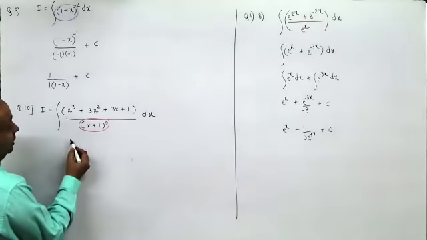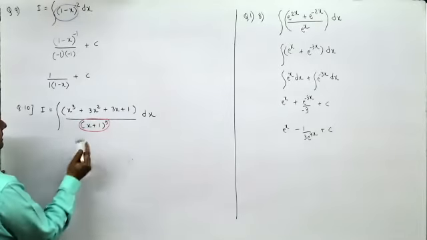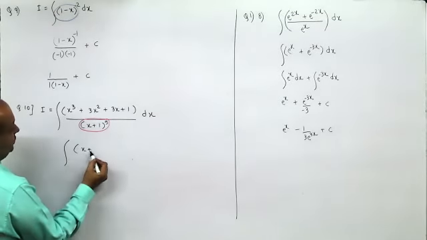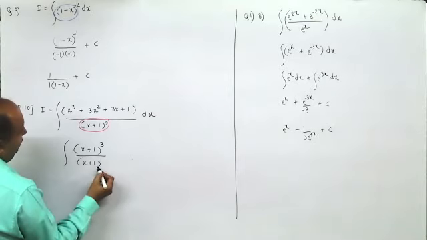Sir, can we also write the upper term as x plus 1 the whole cube? Yes, that is a better method. This can be x plus 1 the whole cube. So this would be x plus 1 raised to 5.